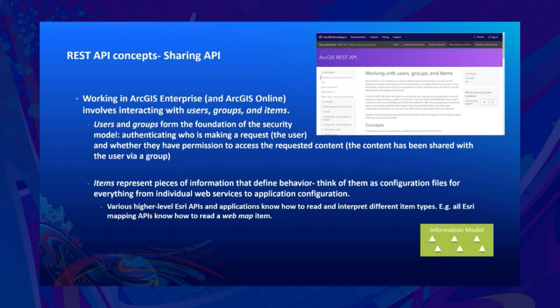And you can interact with the sharing API to share content and create new content and manipulate existing content within the system. That content comes in the form of items. Items represent pieces of information that define behavior of the applications that read those items. You can really think of them as configuration files. Now there's a lot of different item types within the ArcGIS system. There's items that represent individual web services.